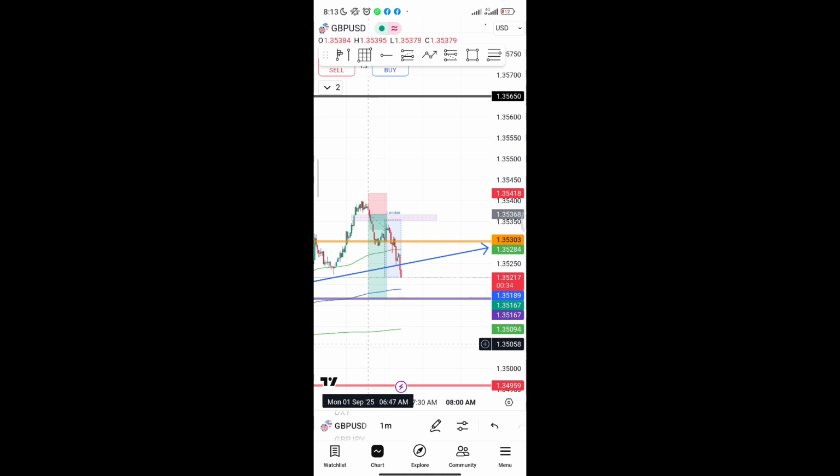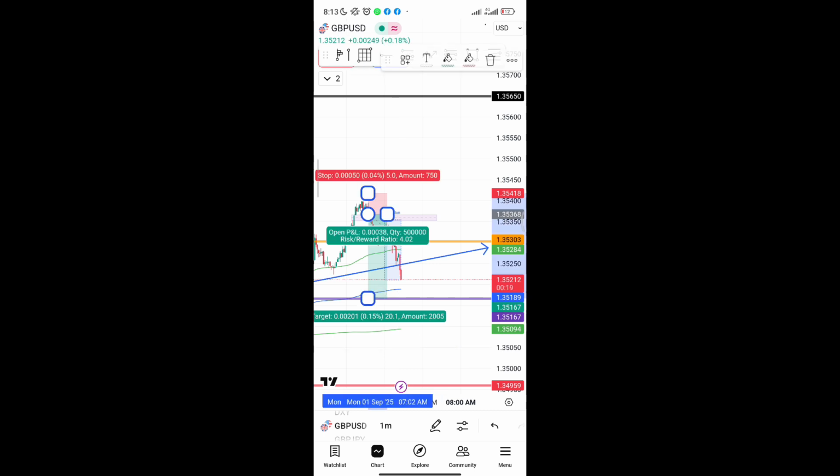7:47 Nigerian time, and this is less than 1 hour. All right, this is less than 1 hour, and my market has given me 20 pips. Look at this. I'm risking 5 pips to make 20 pips.